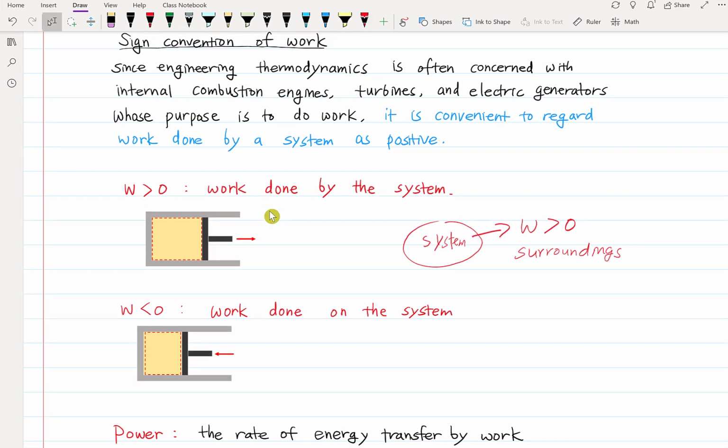Second case, we have a system here, and the piston is pushed. The volume decreases, pressure increases. In this case, work is done on the system, and W is negative. Outside is the surroundings. So this is the sign convention we will be using in this class.